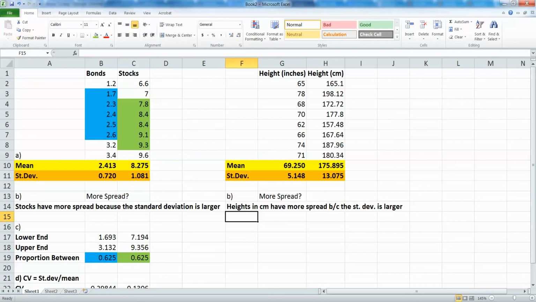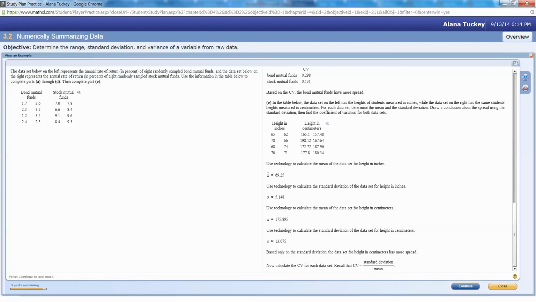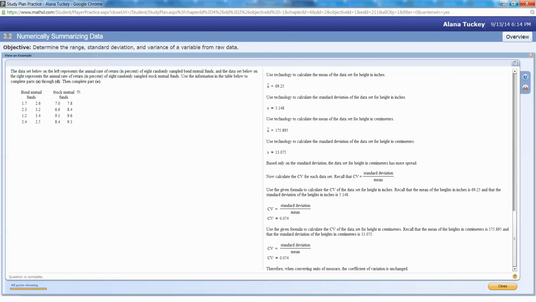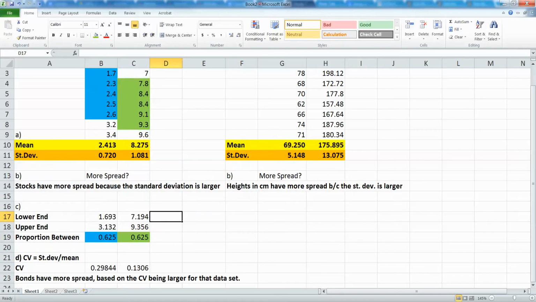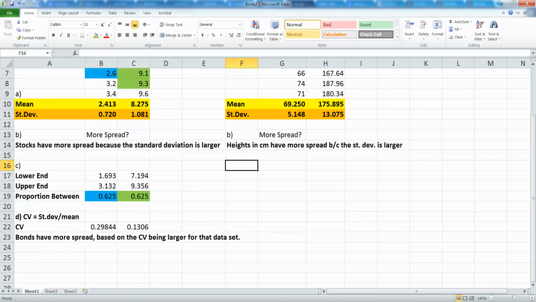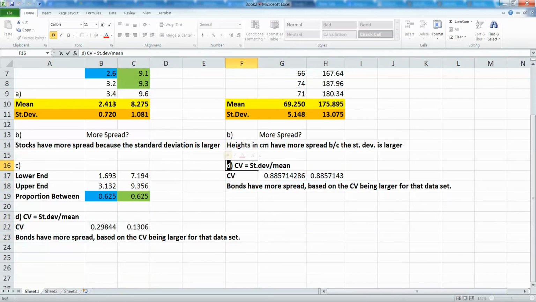Okay, so there's that. And then they want to know, let me go back to the problem here, because I don't think they want us to do the between part. Oh, they want us to find the CVs for each one and then keep going. Okay, so we'll find the CVs. So we skip over that whole part C with the interval part, and we're just going to go right away to the CV.